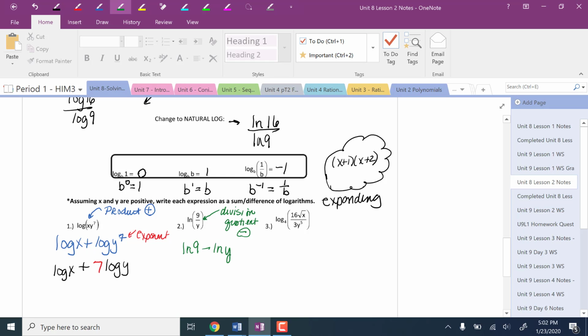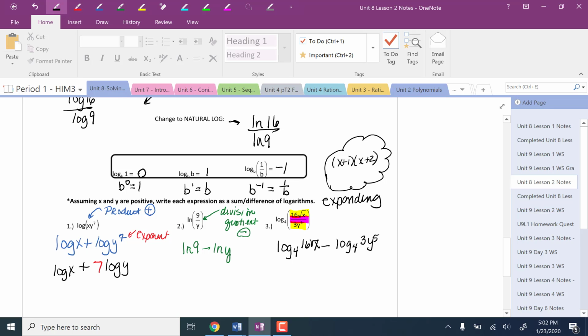Now this one has a bunch of stuff going on. We have a product in the numerator and a product in the denominator. But kind of the overall structure we have here is a division of 2 terms. So we want to address that first. So I want to take log base 4 of my numerator, subtract off log base 4 of my denominator.